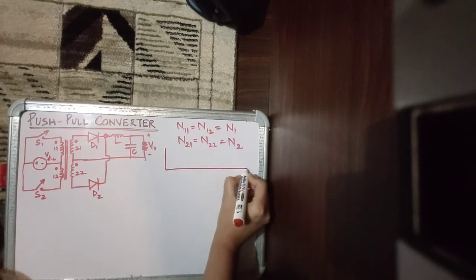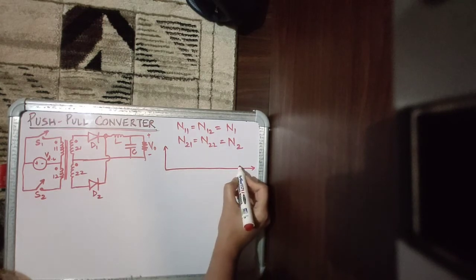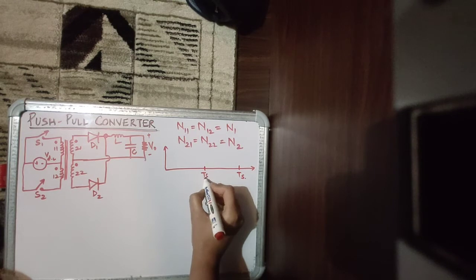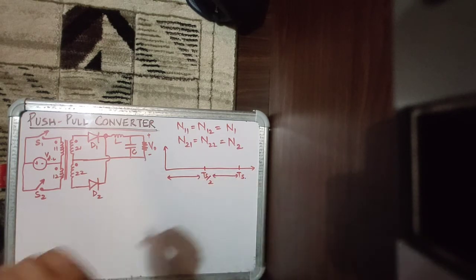Now, what is the pattern of conduction of the switches? Let's assume that this is one complete switching interval, say TS, and you divide it into two intervals, TS by 2 and then another TS by 2, so the total is TS, right?